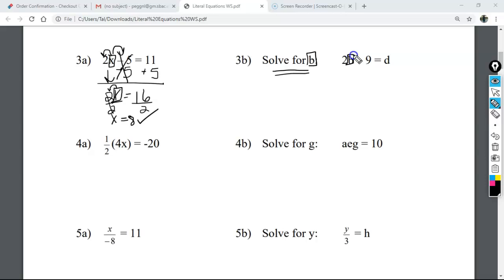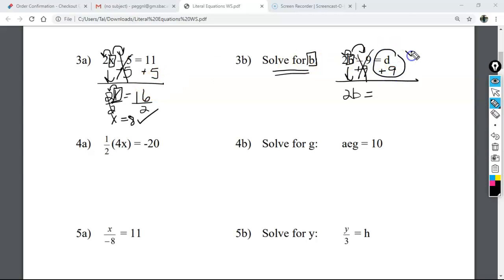So here's my variable b. 2 is stuck to it. Hold it for later. And I have to deal with this minus 9. Do the opposite on both sides. These 9s cancel out, and again, I'm left with 2b, just like I was left with 2x before. Equals, but before I had 2x equals 11 plus 5, which was the number 16. Here, I have d plus 9.